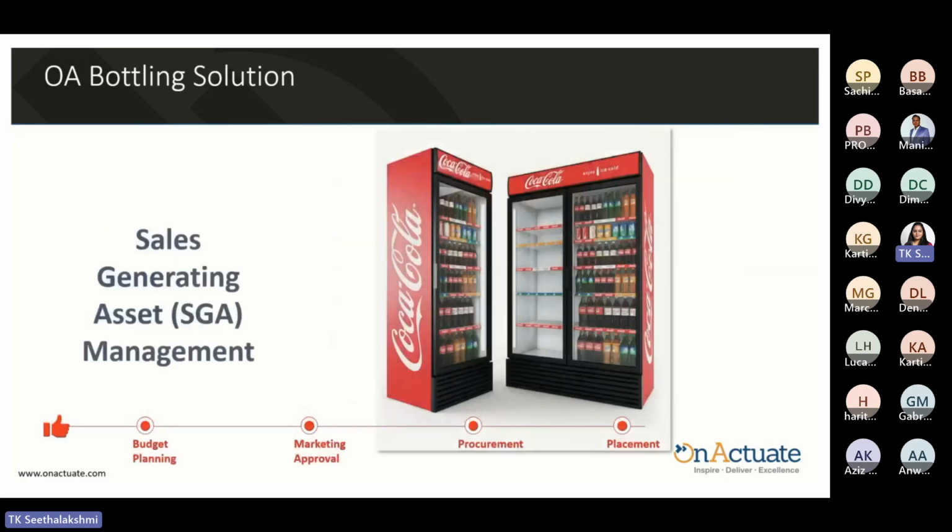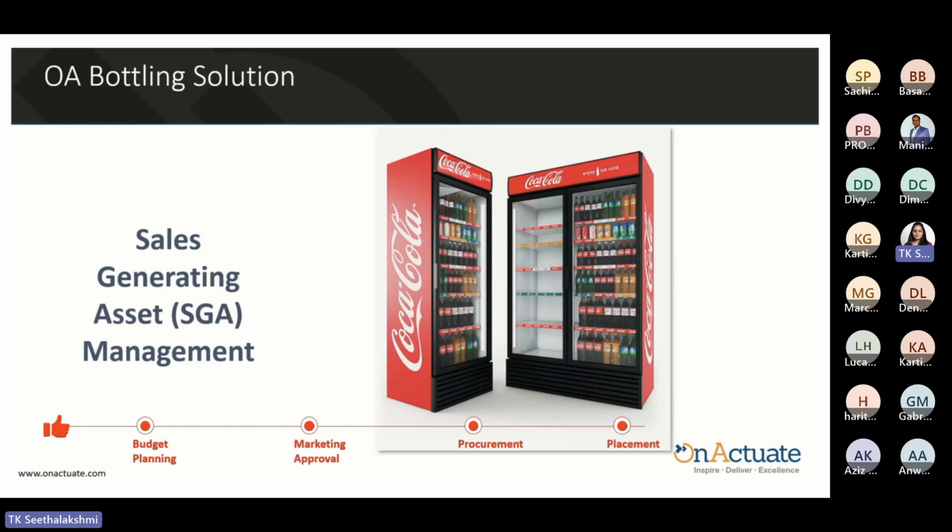The next most important feature is the sales generating asset management or SGA. SGAs are fridges or coolers that are significant for bottlers for several reasons. Firstly, these assets enable bottlers to store and display their products at the point of sale, increasing brand visibility and awareness. Secondly, by having these assets in retail outlets, bottlers can ensure that the products are maintained at optimal temperature and thus the quality and freshness is maintained. And lastly, it involves huge capital investment.